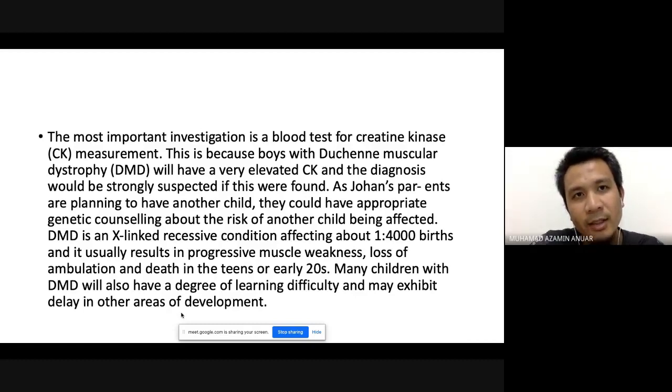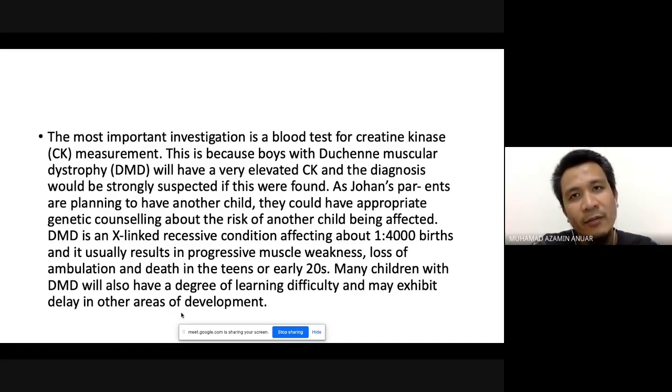affecting the muscles. For Duchenne, it's affecting the dystrophin gene, and the dystrophin gene is everywhere in your body, in your muscles, in your liver, in your heart, and also in your brain as well. So that's why in children with Duchenne muscular dystrophy, you will see a degree of learning problem. There might be childish behaviors, and their IQ is normally average.